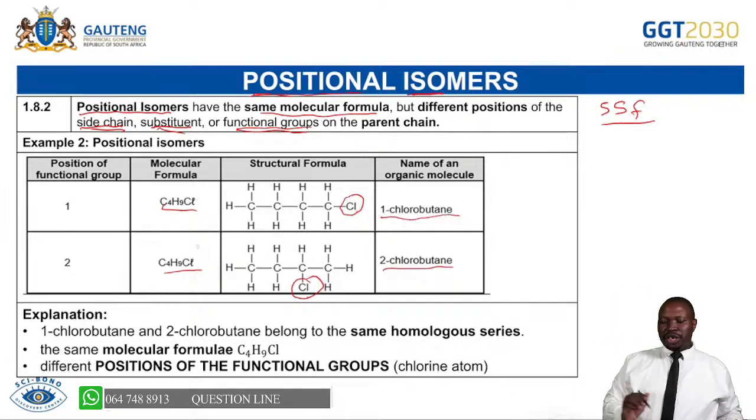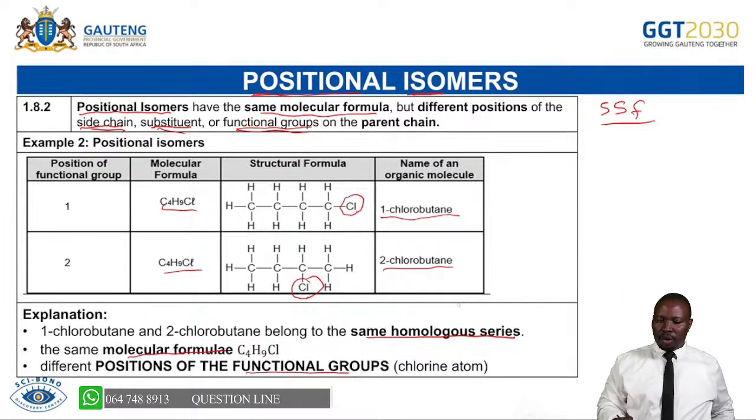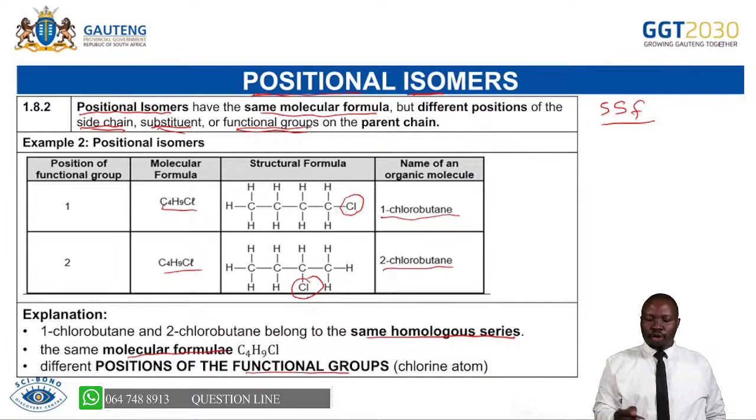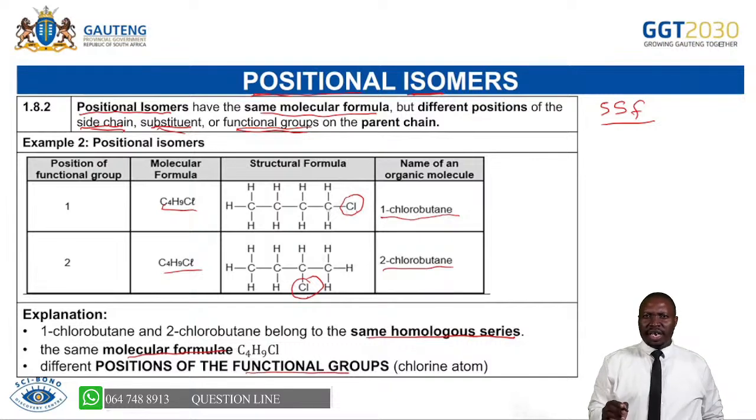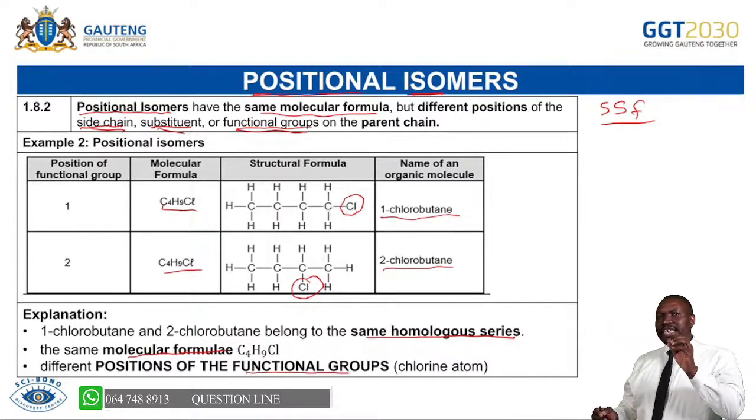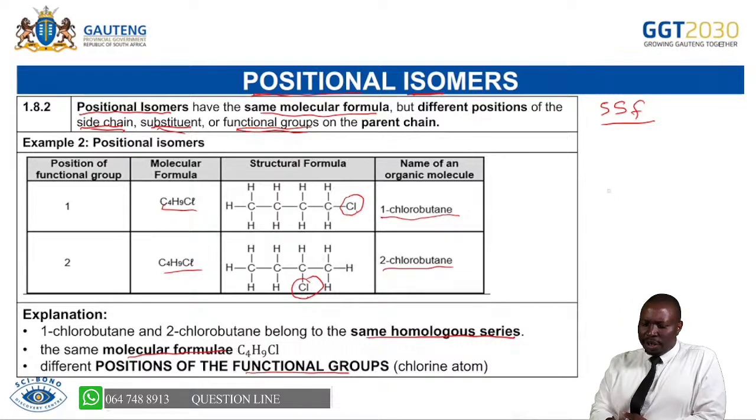So I'm still saying positional isomers are within a homologous series, and they all have the same molecular formula, but a different position of the functional group, the side chain, or the substituent on the parent chain. Now we are saying different position of the functional group. For example, it will be OH, a carbon bonded to OH. That is a functional group. Remember, learners, we always want to emphasize the issue of the functional group: OH on its own is not a functional group, but OH bonded to a carbon is a functional group.